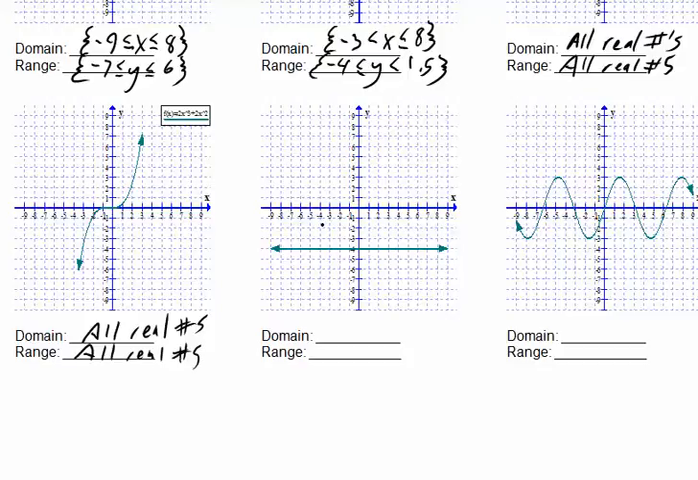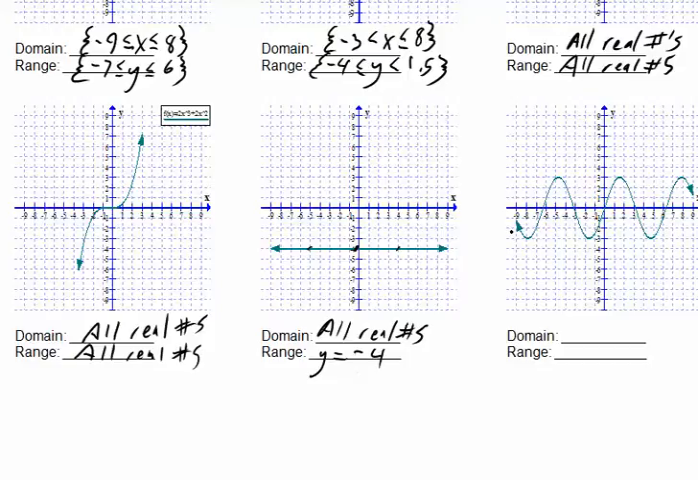Now this one's a little different. If we take a look at it, the domain, the x values, goes on forever and ever both ways. So that's all real numbers. But the range isn't. Range is always -4. So y is equal to -4.